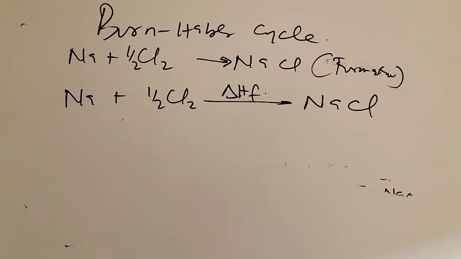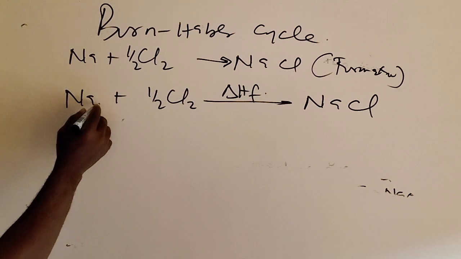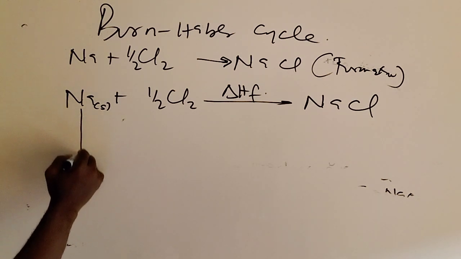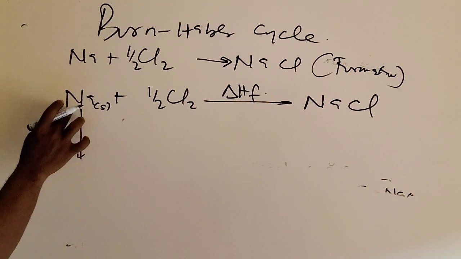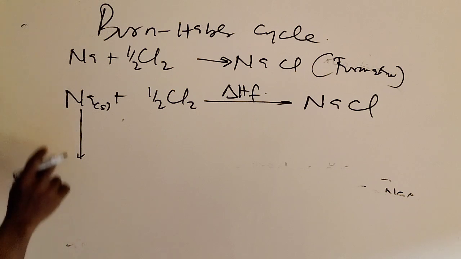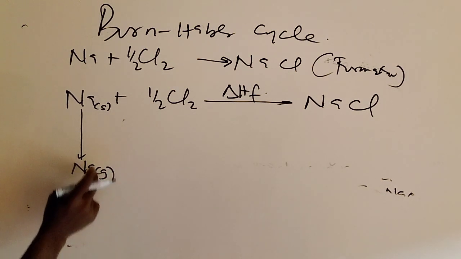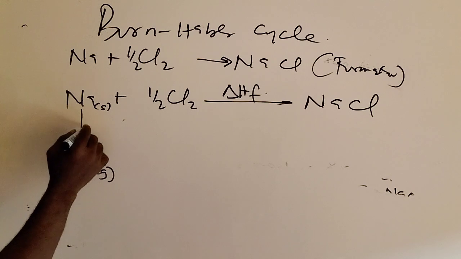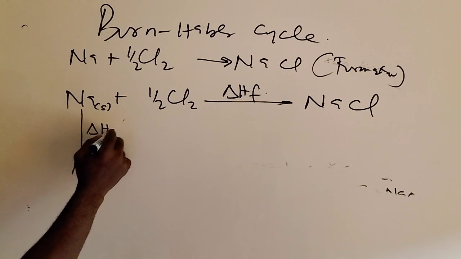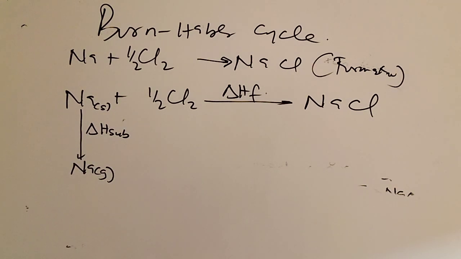Sublimation of the metal. You draw an arrow downwards to show that when you heat the metal, that's the first step I gave you, it turns to gas. Look at the difference, solid to gas. We now need the enthalpy of sublimation, ΔH sub, to move the metal from the solid state to the gaseous state.